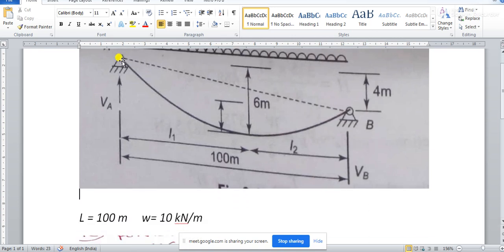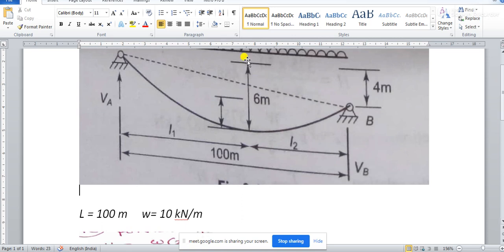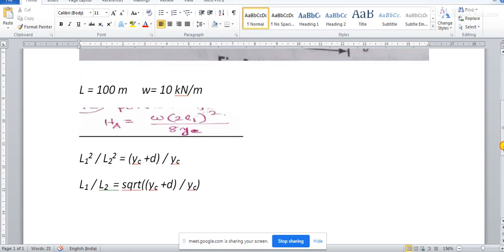Now these two supports are at different level of 4 meter. So how much will be the depth from this support? If I take a horizontal line from this support, what will be the depth? Basically you see this arrow mark, it is showing that. So from here to here, your yc will be nothing but this 6 meter minus this 4 meter, and that will be actually equal to 2 meter.